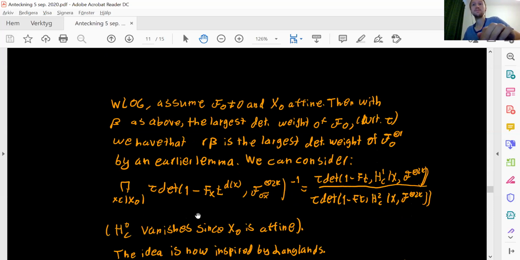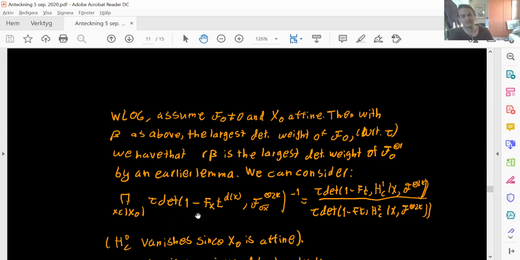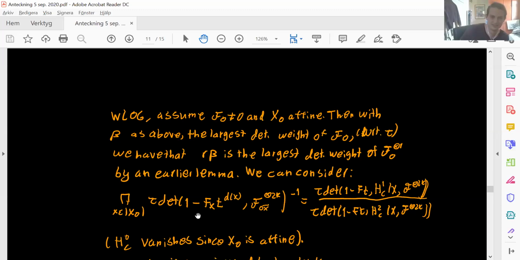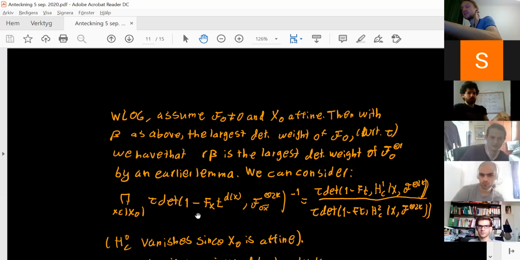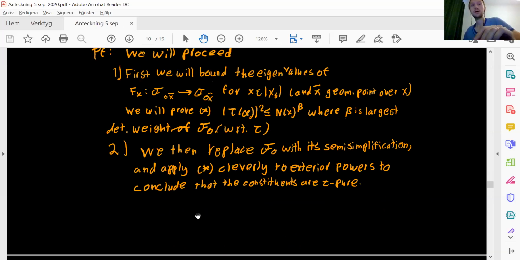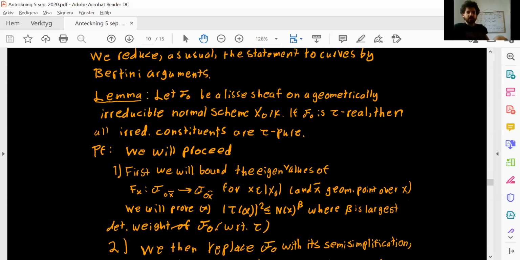And note that, yeah, it says here that H0 with compact support vanishes. Can you explain? I guess it's simple, but I don't see it. Well, I would not say it's simple. F0 is not only constructible; it will be really constant here. So that's a constant section. F0 is smooth, right? Yes.